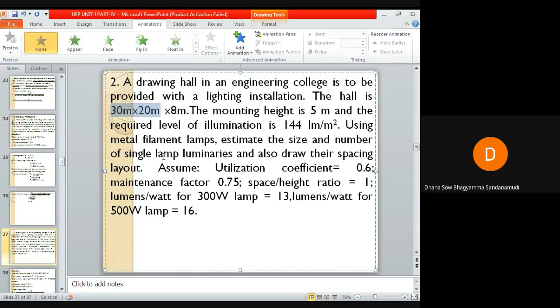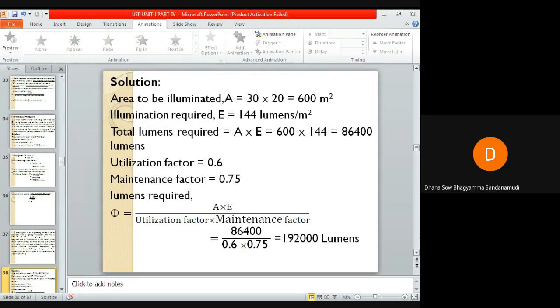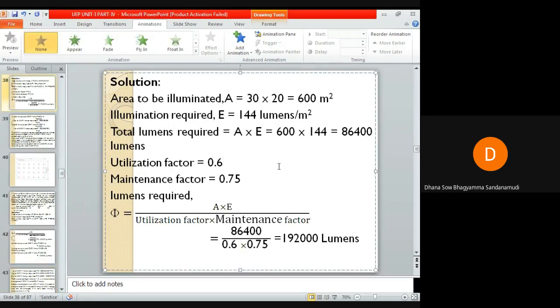So what is the value? Can anybody type 30 into 20? Area to be illuminated, 30 into 20. What is the value? Okay, anyhow, I will show you, leave it. You people are taking much more time. Even if I discuss anything, I think you won't be able to follow me.